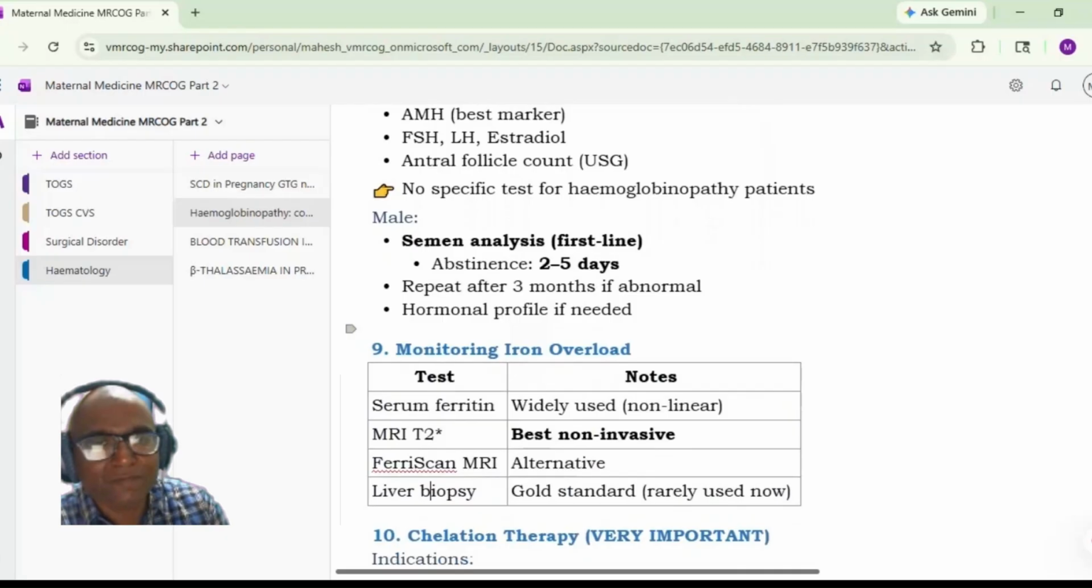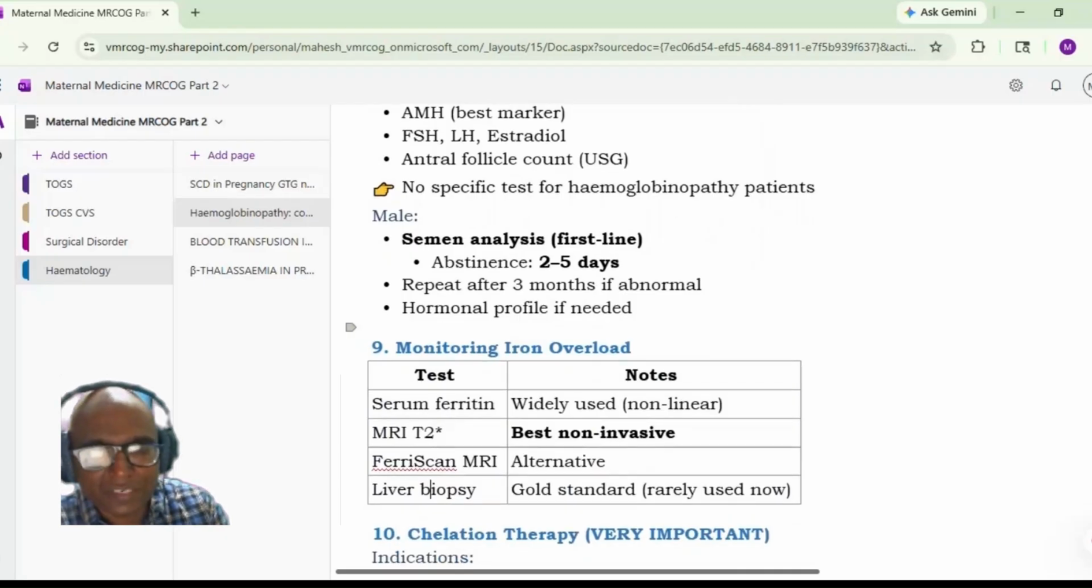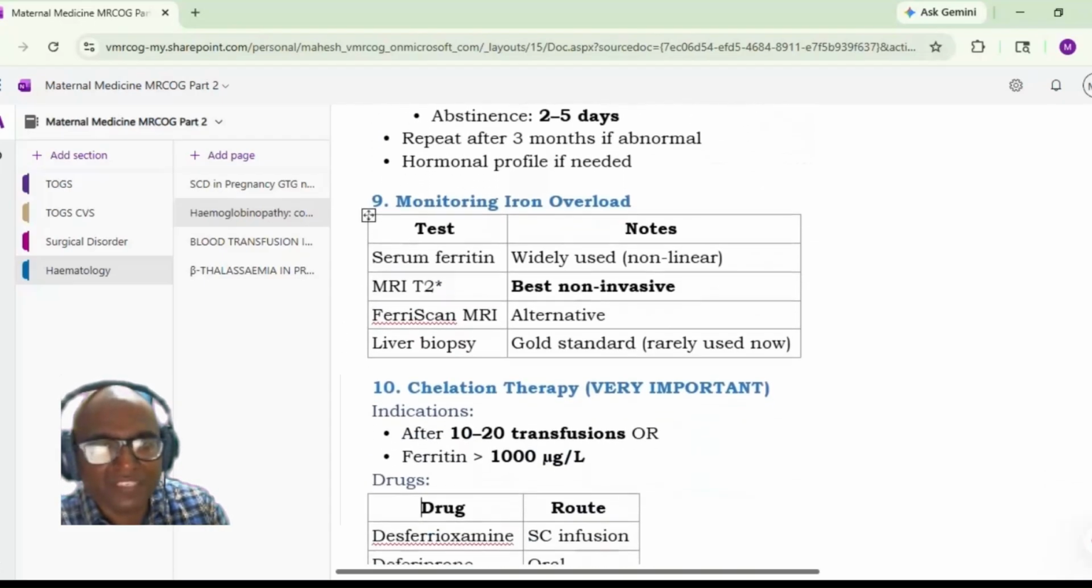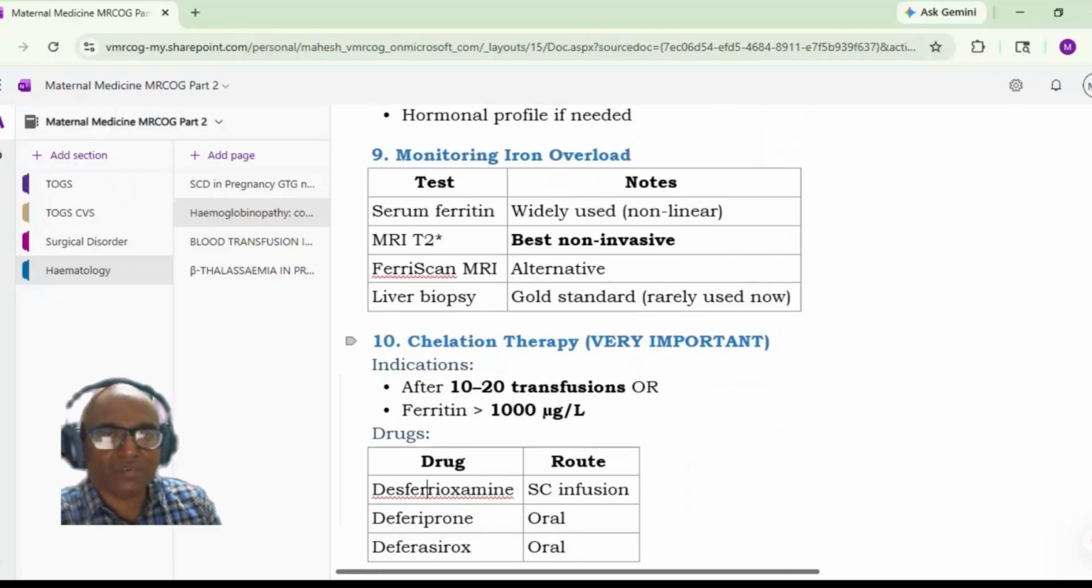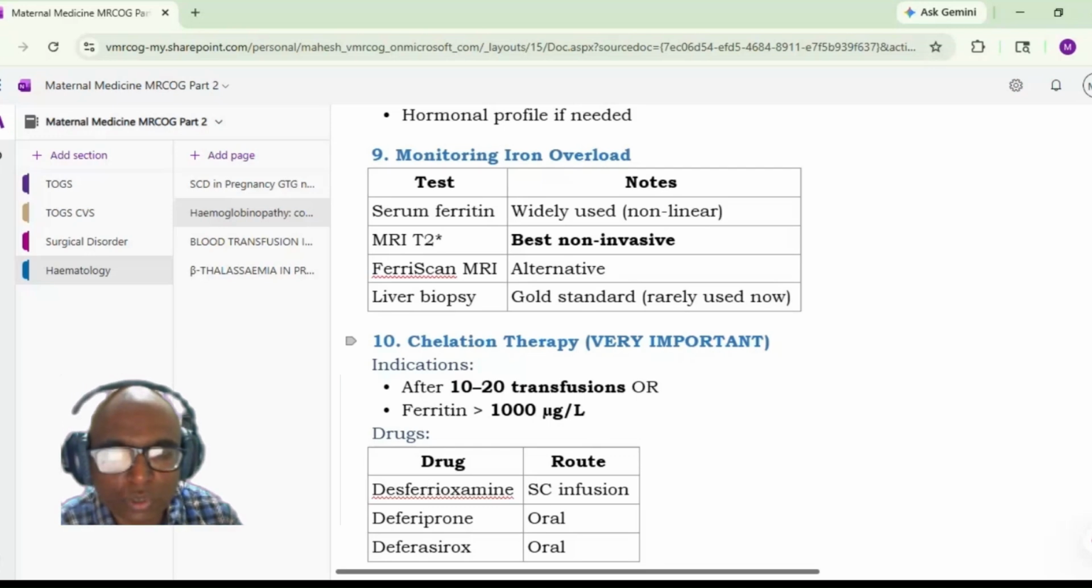For males, semen analysis is the first line. There should be abstinence for 2 to 5 days. Repeat after 3 months if it is abnormal, and do a hormonal profile if we need it. Okay. Then monitoring for the iron overload. We need to monitor serum ferritin, which is widely used. But better than that, the marker for iron overload is MRI. Okay, T2* MRI. That is the best and non-invasive. Okay, you can go for Feriscan MRI. That is an alternative. Liver biopsy was supposed to be the gold standard, but it is not used nowadays because T2* MRI is available, which is non-invasive, while liver biopsy is a little invasive.